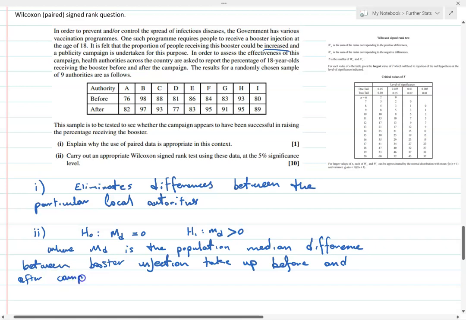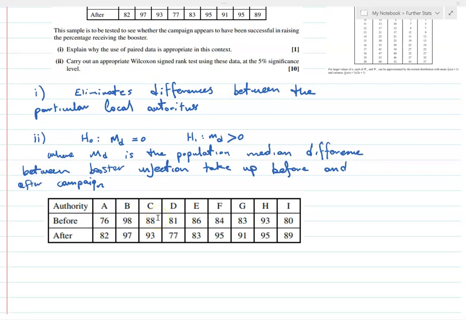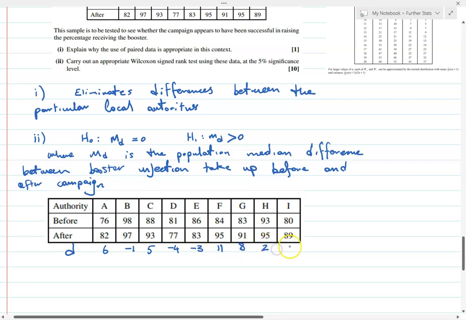So let's now actually do the calculations and compare with the tables. Let's work out the differences first. The difference here, it's increased by 6. Then here it's gone down by 1. Here it's increased by 5. Here it's decreased by 4. Here it's decreased by 3. Here it's gone up by 11. Here it's gone up by 8. Here it's gone up by 2. And here it's gone up by 9. So those are the differences.